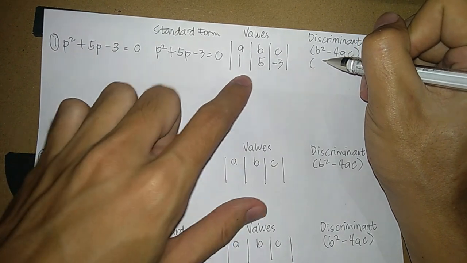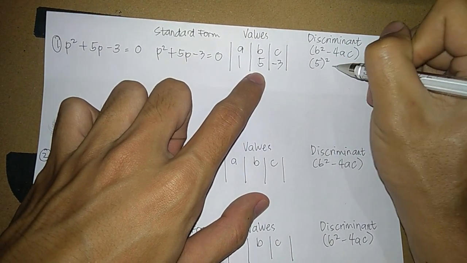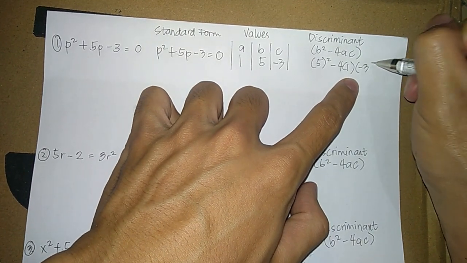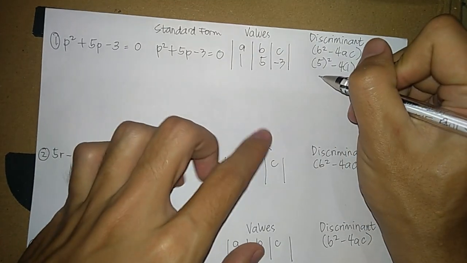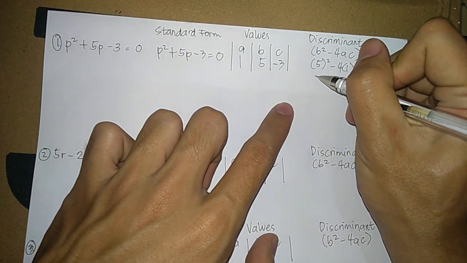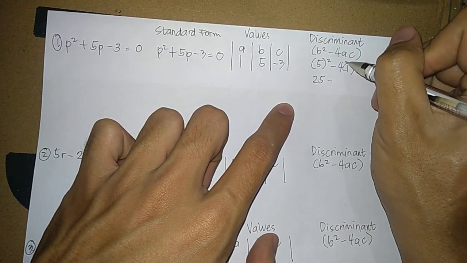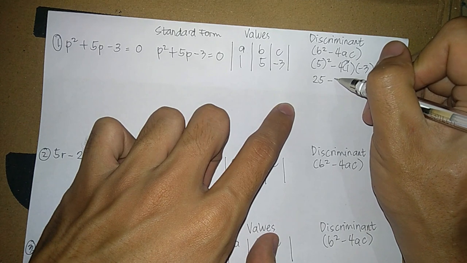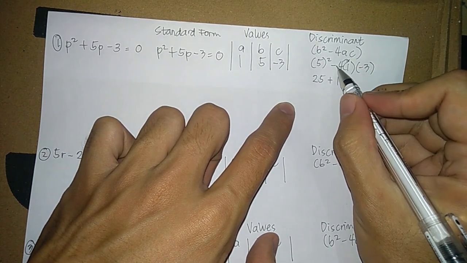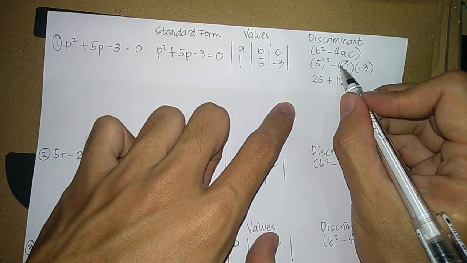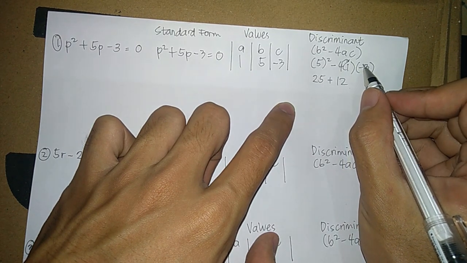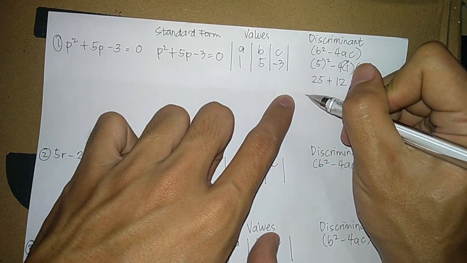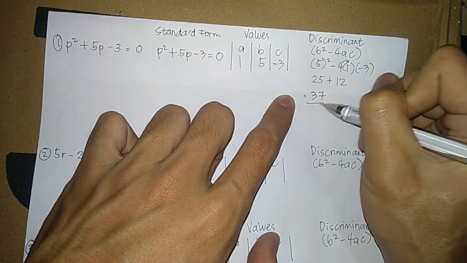So, substitute natin yung value ng b is 5. 5 squared minus 4. Value ng a is 1. Tsaka value ng c is negative 3. So, kung isosolve yan, 5 times 5 is equal to 25. And then minus 4 times 1 is 4, times negative 3. Positive 12 siya kasi negative 4 times 1 is negative 4, and then times mo yan sa negative 3 is positive 12. And then, 25 plus 12 is equal to 37. Yan ang discriminant.